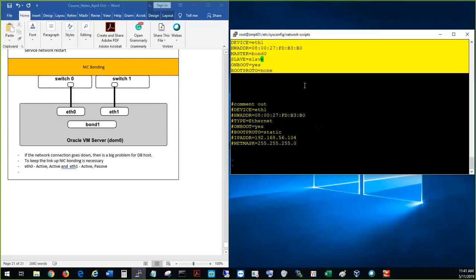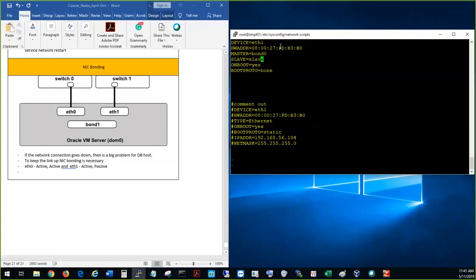Zafar, yeah. How did you create the bond? I hear you, but it's very low. How did I create what? How did you create the bond? I'm not done yet. Okay. Zafar, are we editing ETH1 or ETH2? This is ETH1. Yeah, I'm fooling around with ETH1 right now.